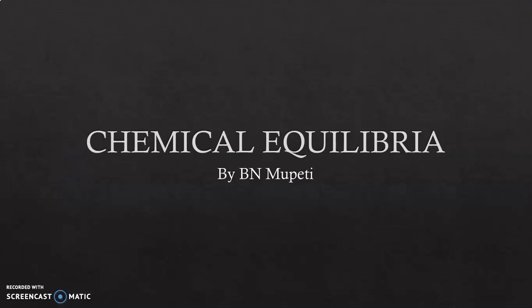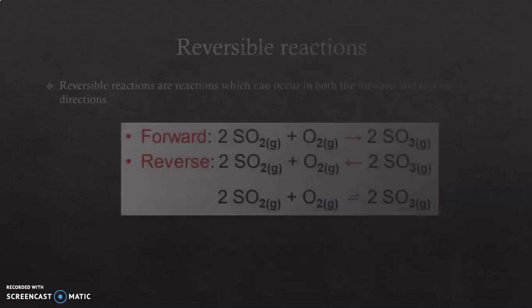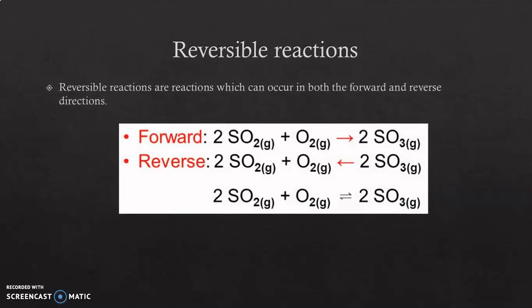Today I want to take you on a lesson in chemical equilibria. So the first thing we want to look at is the concept of reversible reactions. Now reversible reactions are reactions which can occur in both the forward and reverse directions.